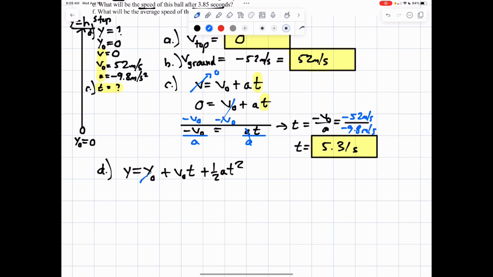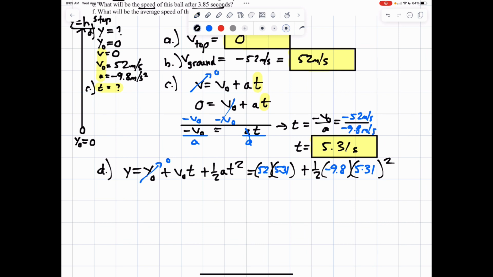I would make that equal to 0, and then start plugging in because it's already solved for y. So v naught times t plus 1/2 times a times t squared. So it's 52 times 5.31, right? And then plus 1/2 times negative 9.8 times 5.31 squared.